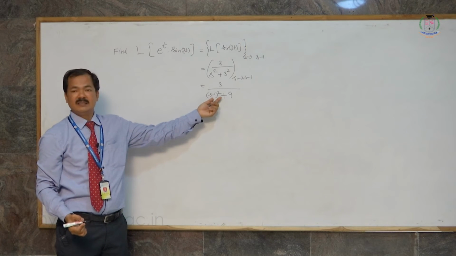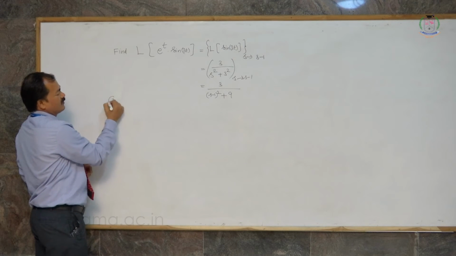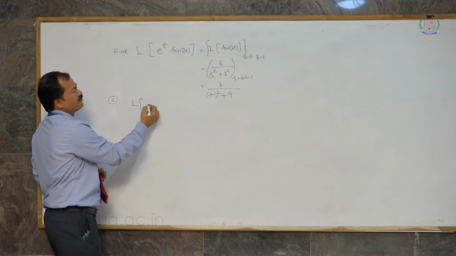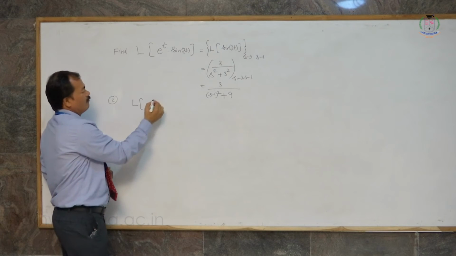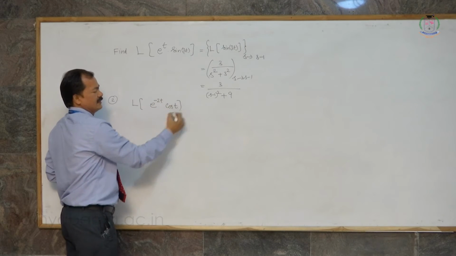If you want, you can further simplify, expand it and further simplify. The second one, find the Laplace transform of e to the power minus 2t into cos t.